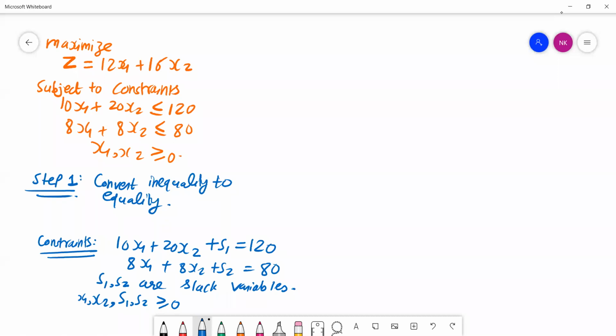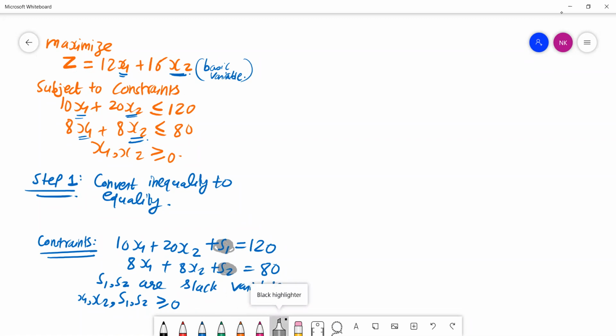Now, if you focus on the question given here, X1 and X2 are our basic variables. Why am I calling them basic variables? They are present in our objective function and in our constraints also. So they are nothing but the prime variables or the basic variables. Now, we have just molded our question with the slack variables. S1 is one slack variable, S2 is another slack variable.